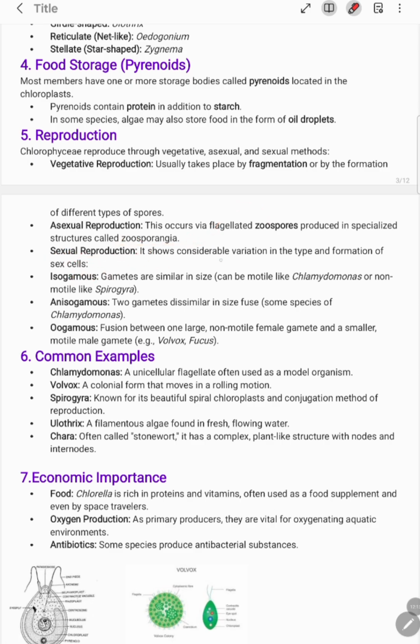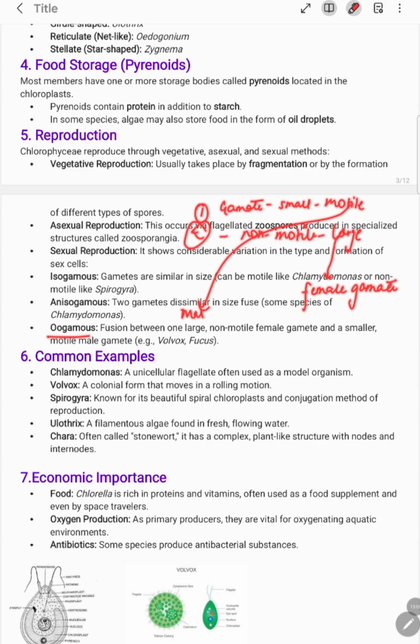And sexual reproduction also occurs, and it is highly variable in type and formation. It can be isogamous, anisogamous or oogamous. What does isogamous mean? The gametes which are going to fuse are similar in size. Iso means similar in size. Anisogamous means the two gametes which are going to fuse are dissimilar in size. Then it could be oogamous, meaning one gamete is small and motile, and the second one is non-motile but large. This one is your female gamete, which is static and large, and this one is your male gamete, which is small and motile.